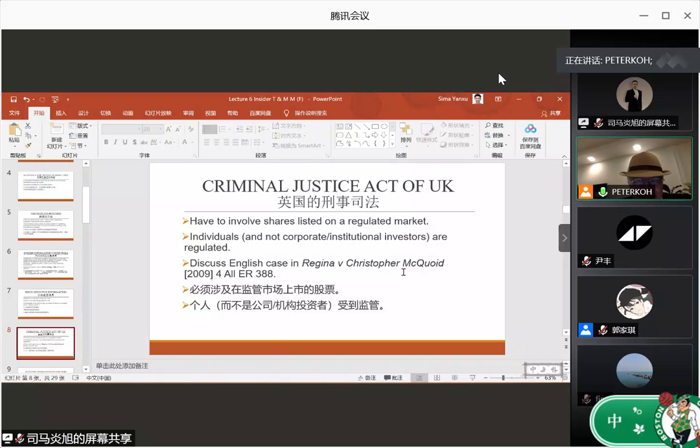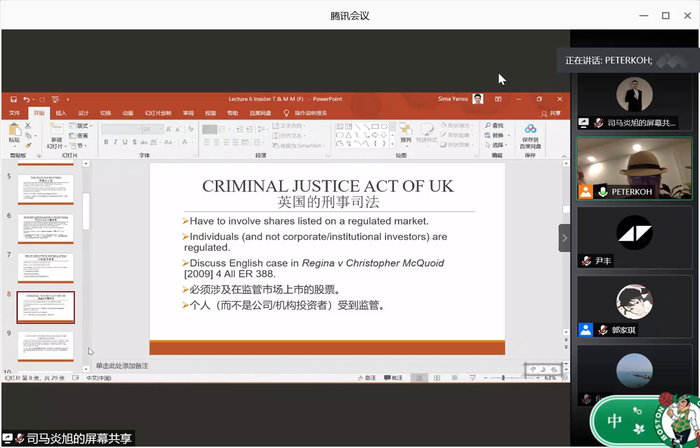Now, Criminal Justice Act of England, right? Criminal Justice Act of England. Okay? It has to be England. Have to be shares listed on a regulated market. 就是好像是伦敦交所、新加坡交所、香港交所.